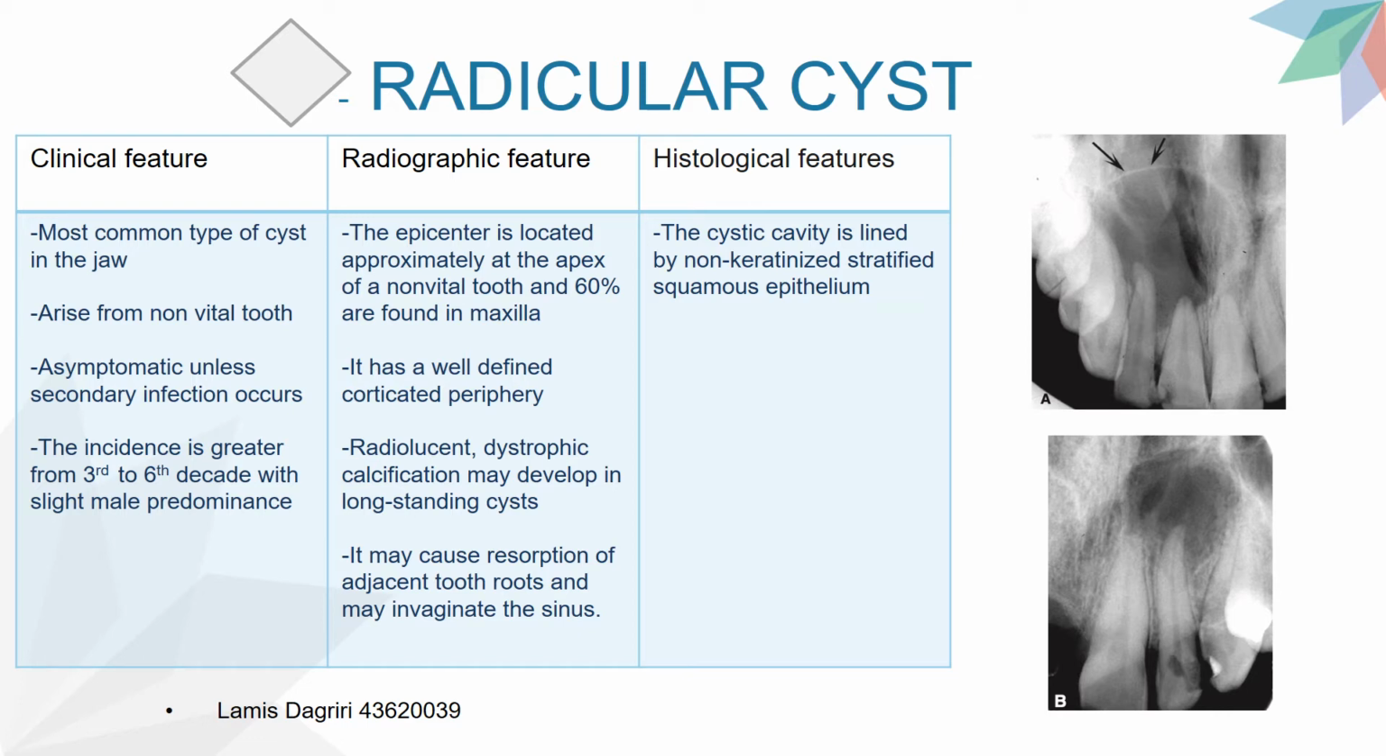It has a well-defined corticated periphery. It's radiolucent, with dystrophic calcification that may develop in long-standing cysts. It may cause resorption of the adjacent tooth roots and may invaginate the sinus. The cystic cavity is lined by non-keratinized stratified squamous epithelium.